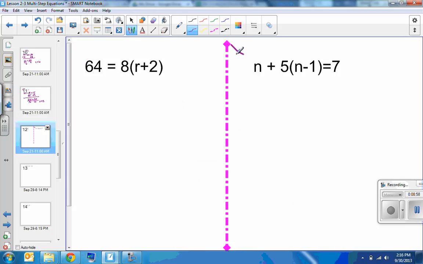Be careful over here. You want to first bring down the n, then distribute, and then you combine like terms, and then solve. Always distribute, combine like terms, then solve.